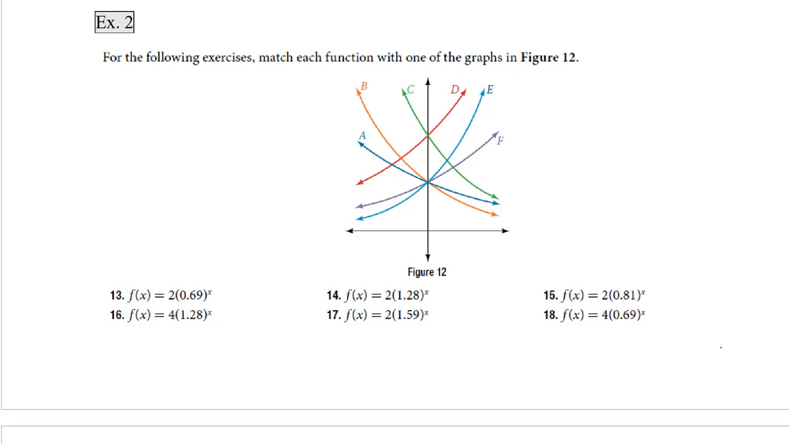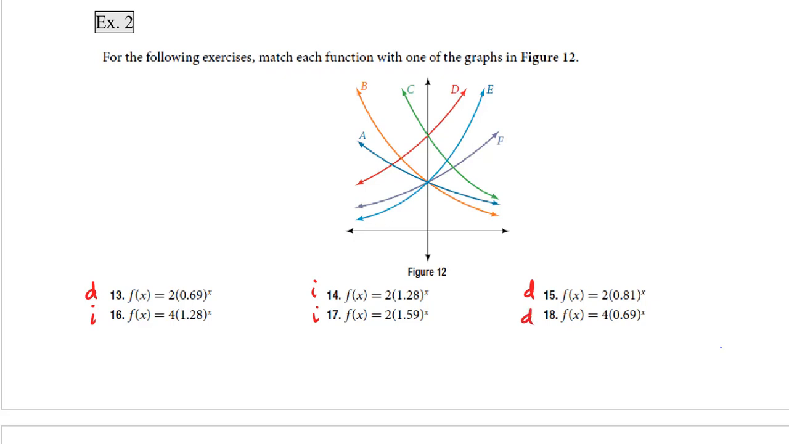On number 13, because the base is between 0 and 1, this has to be a decreasing graph. For 14, the base is greater than 1, so this will be increasing. For 15, the base is less than 1, which makes it decreasing. 16 has to be increasing. 17 is increasing. And finally, 18 has to be decreasing.